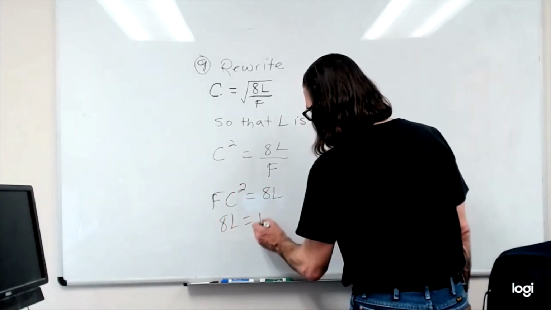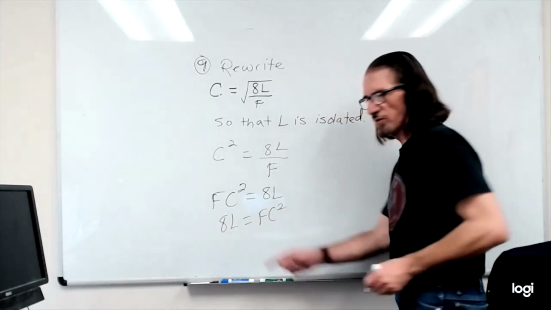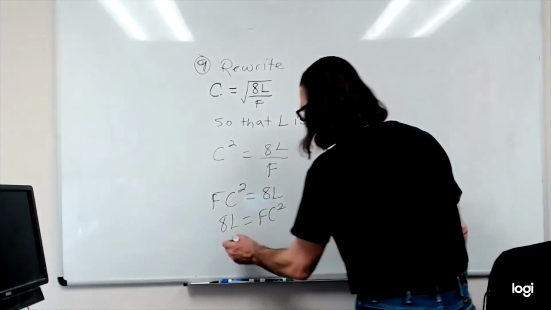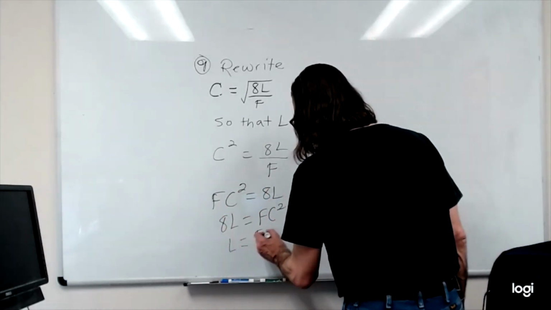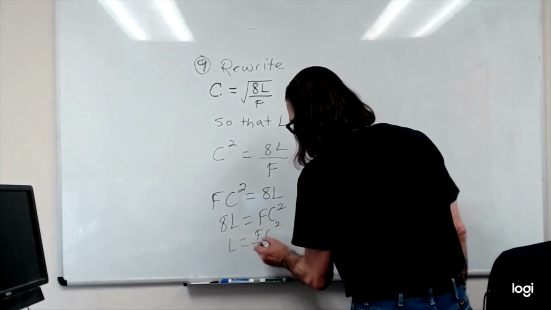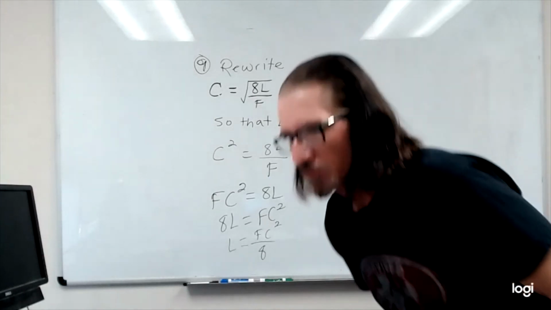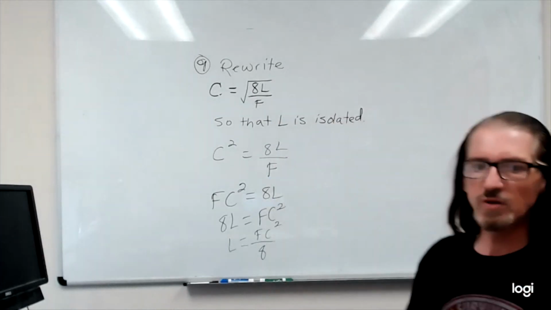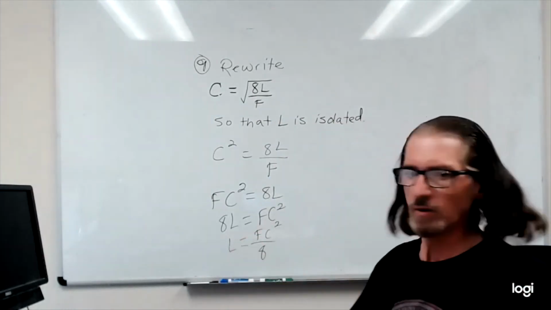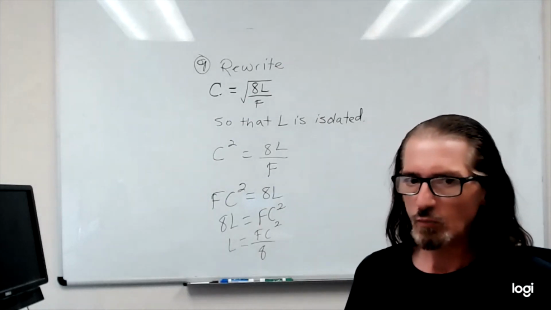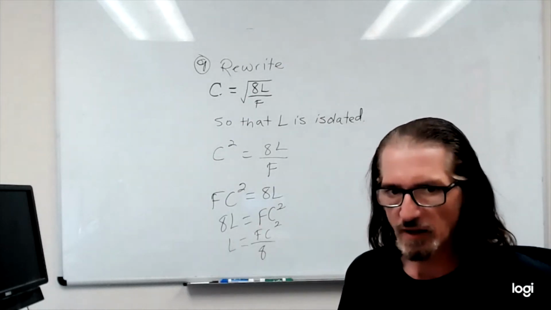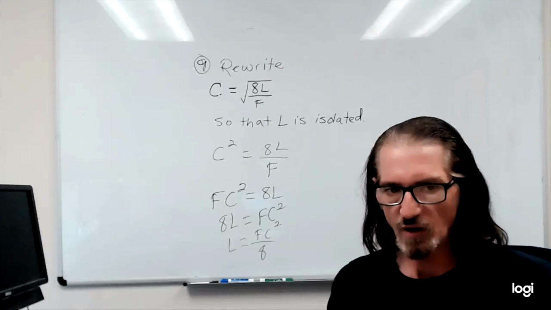And now when we look at this, all that's happening to L still is it's multiplied by 8. So divide both sides by 8. And now we have L alone. It's truly isolated because its coefficient is 1 and its power is 1. So we have rewritten the formula so that L is isolated, i.e. we solved it for L.